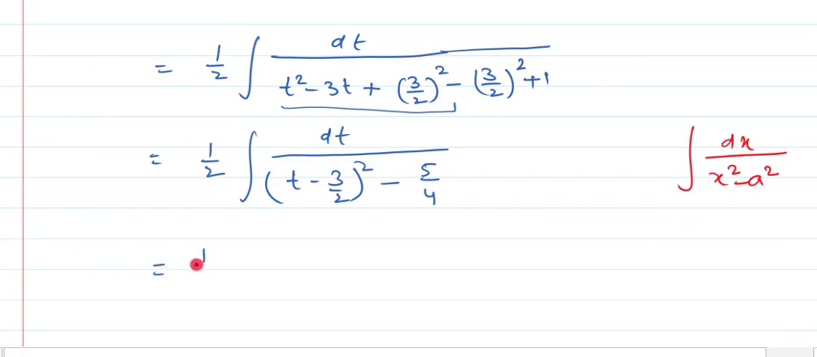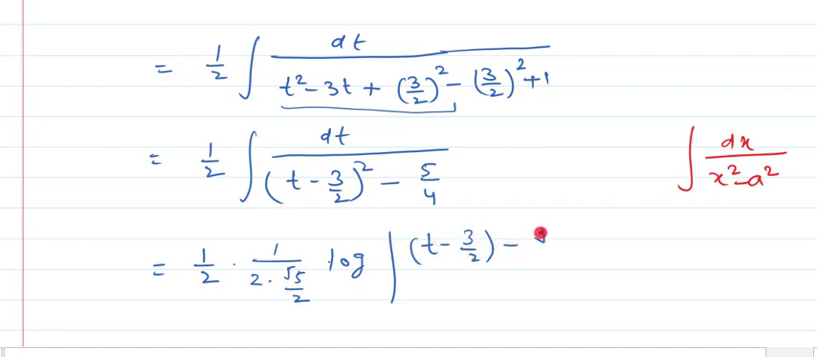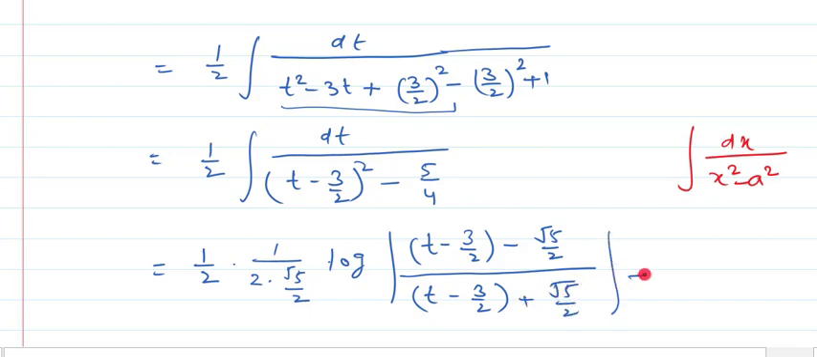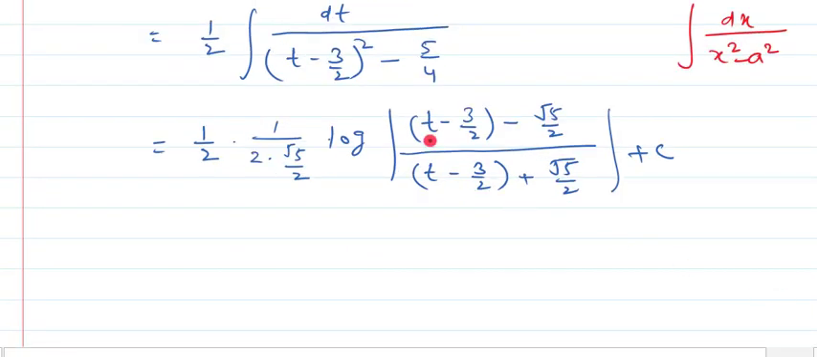So I we are getting as 1 upon 2 into 1 upon 2a. A is root 5 upon 2 log x minus a, that is t minus 3 upon 2 minus root 5 upon 2 upon x plus a, that is t minus 3 upon 2 plus root 5 upon 2 and plus c over here. Okay. Now again replace this t with tan x upon 2 and that will be your final answer after simplifying this term as well.